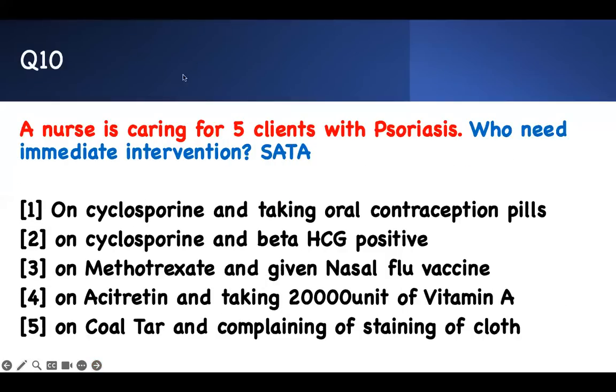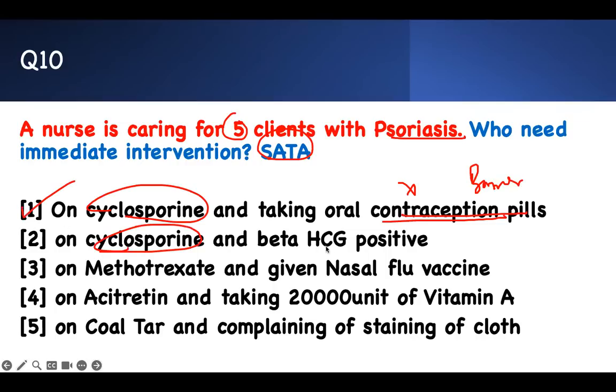Number 10. The nurse is caring for 5 clients with psoriasis who need immediate intervention. On cyclosporine, taking oral contraception pills only. No, it's teratogenic. The pill will not work. You need a barrier method, something that will prevent you from getting pregnant. So thus we need to intervene. On cyclosporine, beta hCG positive is teratogenic. You can't take them. You have a baby defected.